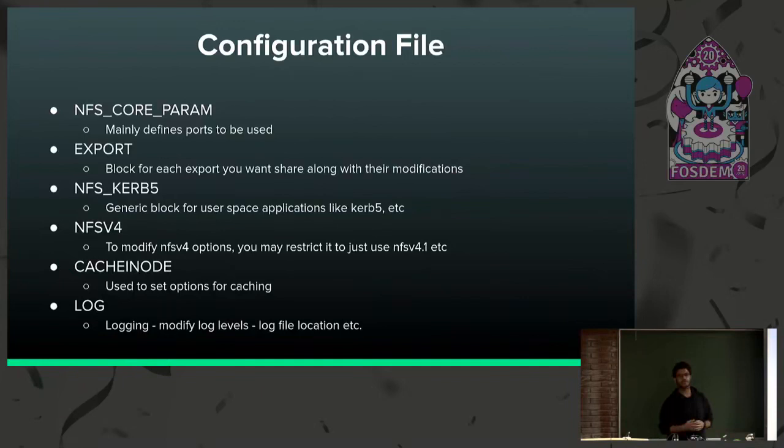It's basically used to limit if you want to just go ahead with NFS 4.1 and not 4.2. So yeah, it's mainly for that. And then you have the cache inode block, that's used to set options for caching. And finally, we have the log block, where you can modify log levels for the FSAL layers to store logs.